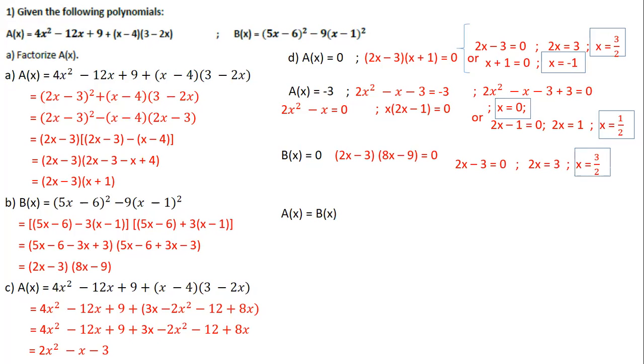Or 8x minus 9 is equal to 0. Then 8x is equal to 9. Then x is equal to 9 over 8. Bravo. This is the second solution, 9 over 8. Thank you, Sarah. I move to Nurjan. Yes, Nurjan.